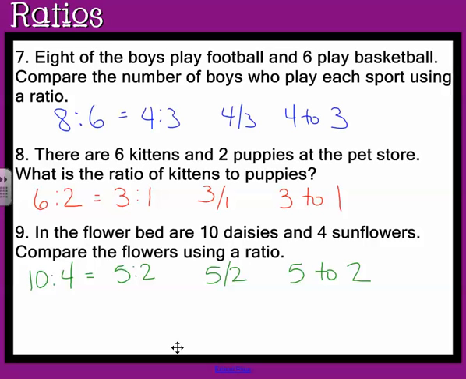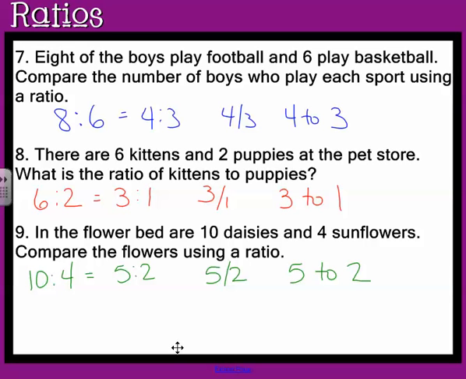All right, let's take a look at the answers that you came up with. In example number 7, when we compare the number of boys who play football to basketball, we have a ratio of 8 to 6, which can be simplified to 4 to 3 using the common factor of 2. And then you see the 3 different ways we can write that ratio. In number 8, we were asked about 6 kittens compared to 2 puppies. We can rewrite that as a 3 to 1 ratio using a common factor of 2. So check your representations, make sure you agree with these.